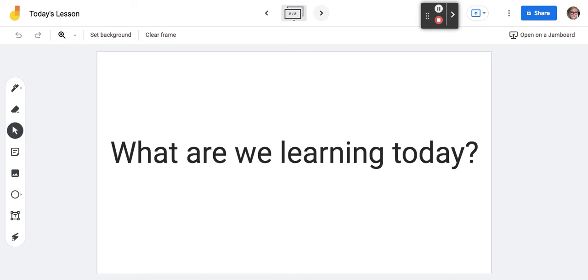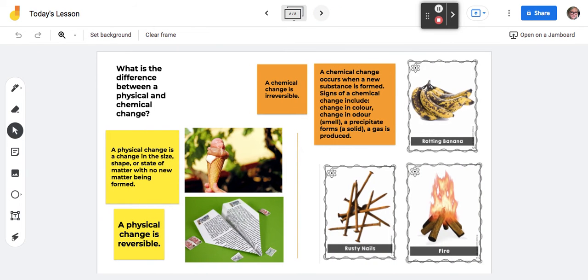So, what are we learning today, building on all of that knowledge that we already have? Today, our goal is to find out what is the difference between a physical and a chemical change. So, down here on the yellow sticky notes, we have some information about a physical change. A physical change is a change in the size, shape, or state of the matter with no new matter being formed.